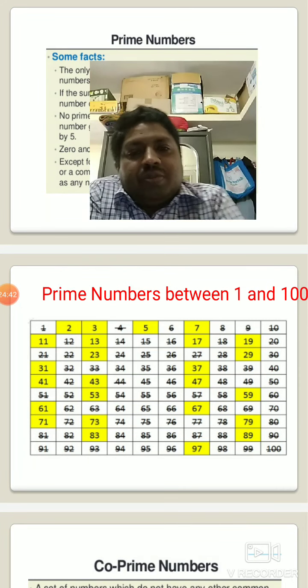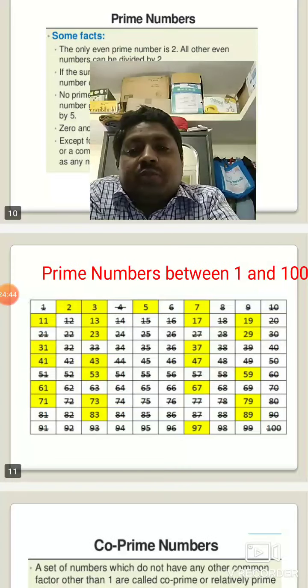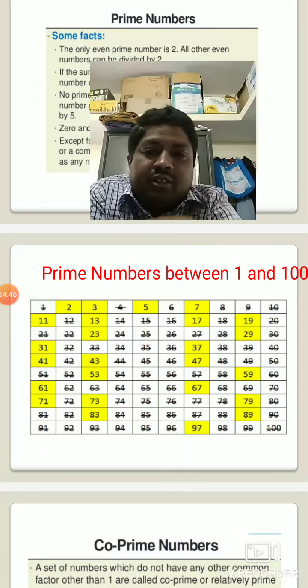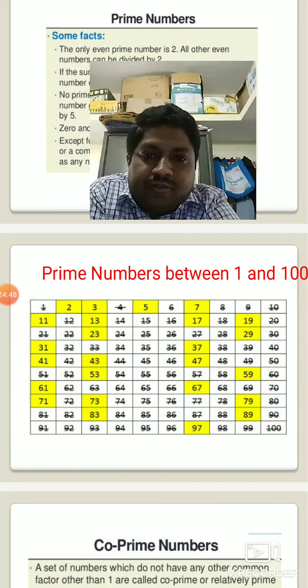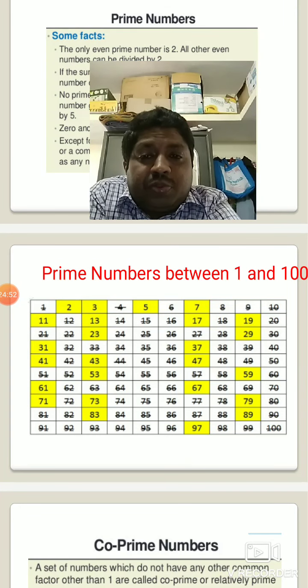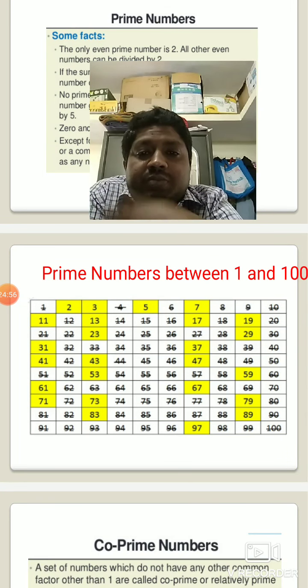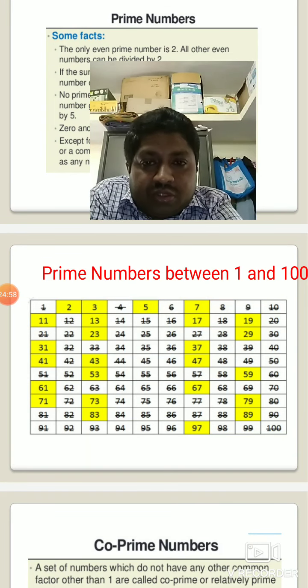Like that, you should also know the prime numbers between 1 to 100, because we are using them for prime factorization. At least up to 50 you should know, so that you know which prime numbers come after that.